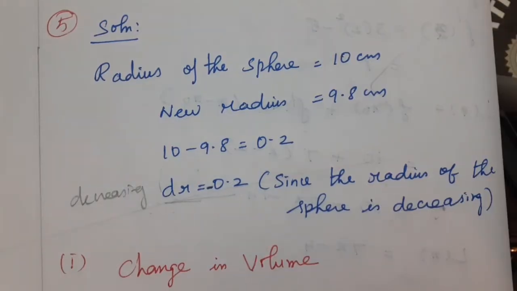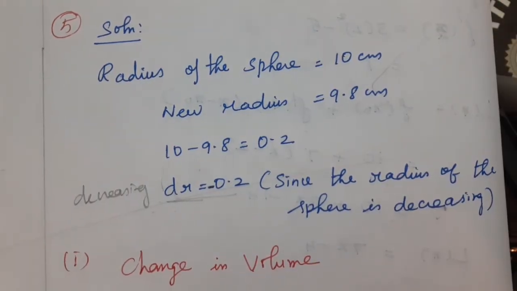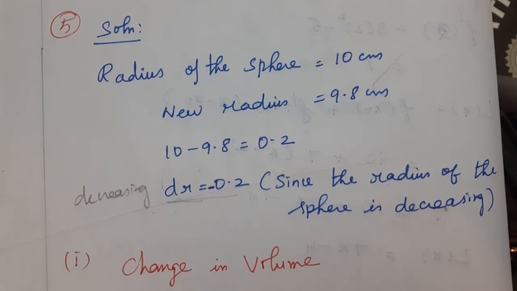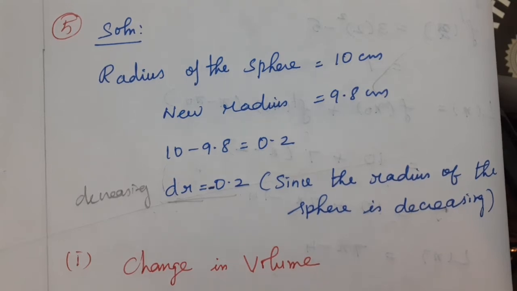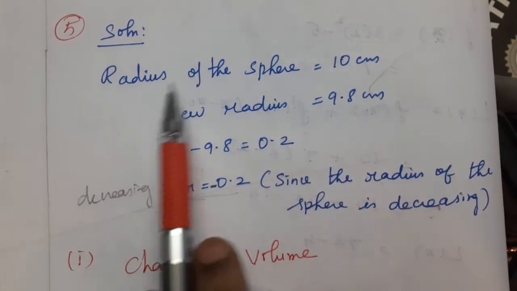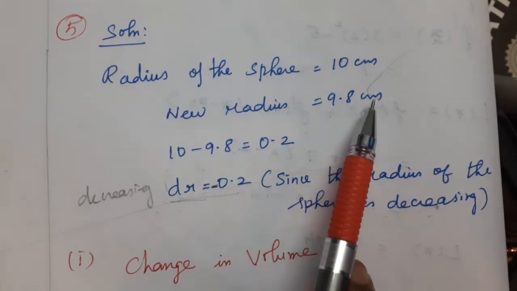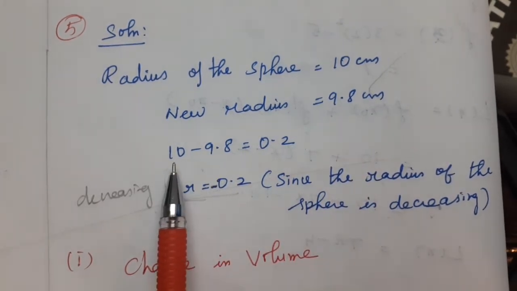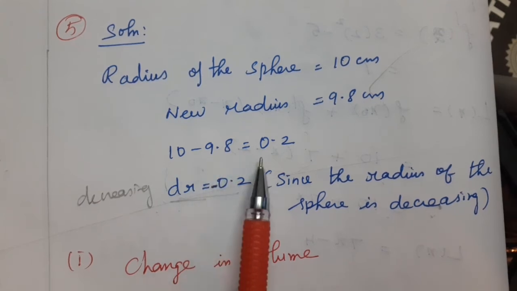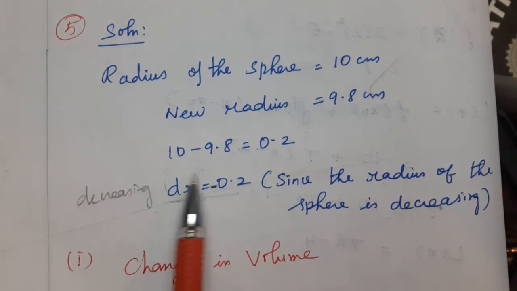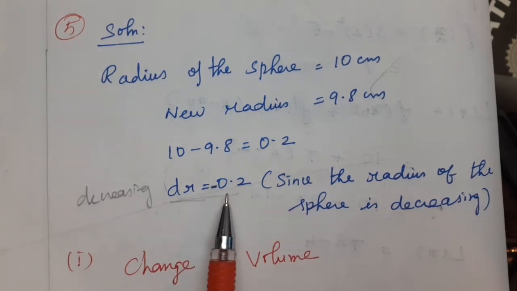Now see the solution of question number 5. What is the radius of the sphere? 10 centimeter. After decreasing, what is the new radius? 9.8 centimeter. So what is the decreased radius? 10 minus 9.8, that is 0.2. That is dr, the decreasing radius, 0.2.